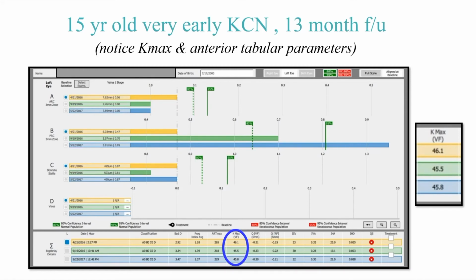This, unfortunately, is a patient that in most areas insurance won't cover because they don't have changes in Kmax. They have progressive disease in a 15-year-old. This one needs to be treated.